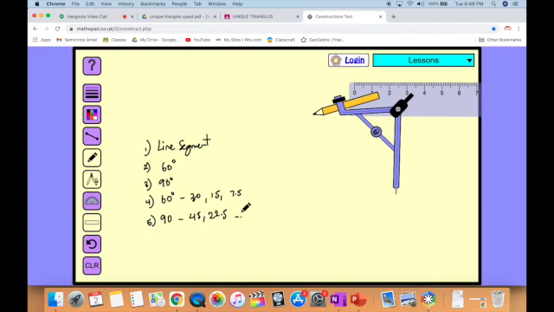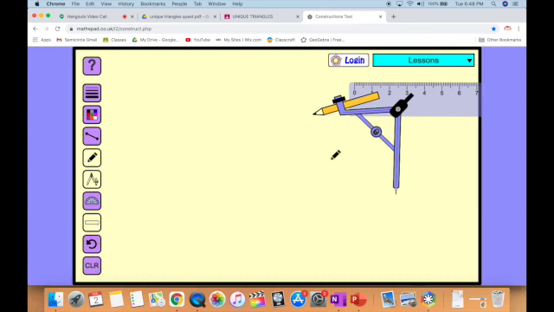So today, we're just going to talk about two simple constructions that we need to know. The first one is bisecting a line segment.